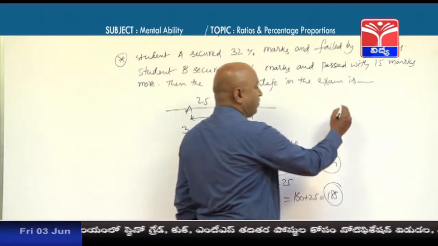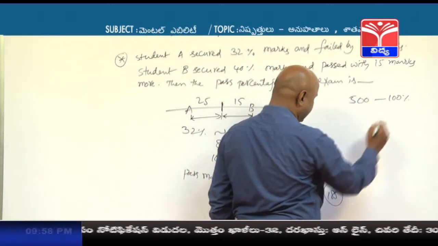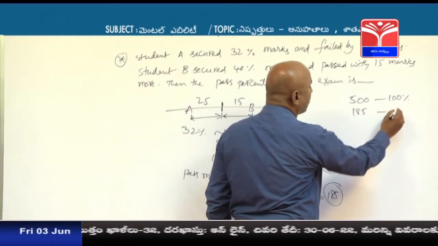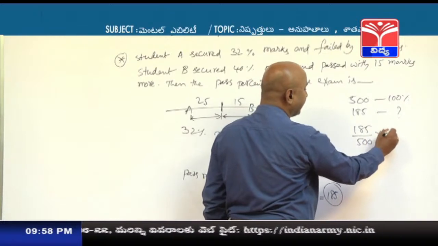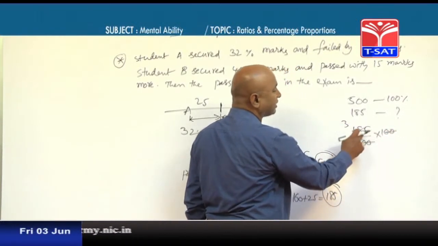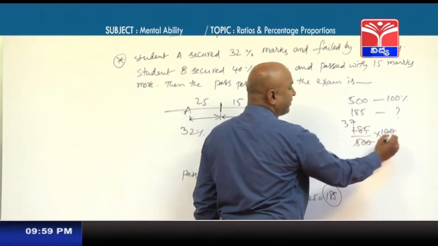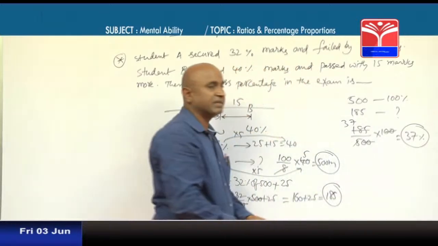If 500 is 100%, then 185 is how much? 185 by 500 into 100. 5 ones, 5 3s are 15, 35, so 37. So the pass percentage is equal to 37%.